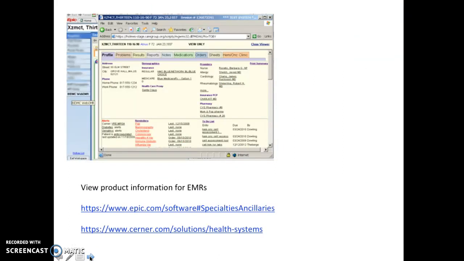This picture is just a made-up screenshot of what a typical electronic medical record would look like. Typically has a lot of information, actually too much information for a clinician to really see in a moment's notice. Many times the data is separated into different tabs for easier viewing or different colors. Please take a look at the regular PowerPoint and go out and look at the product information for two of the mainstream electronic medical record vendors, Epic, which is the vendor used at Temple Health Systems, and also Cerner.